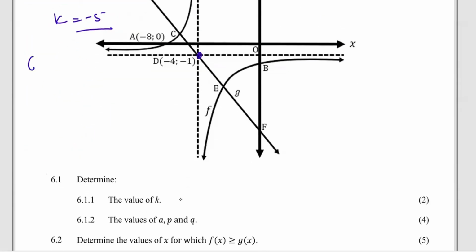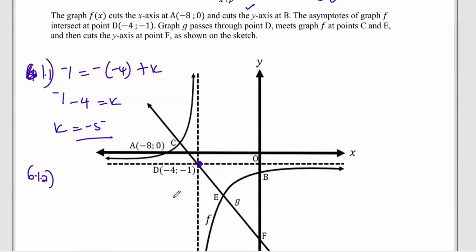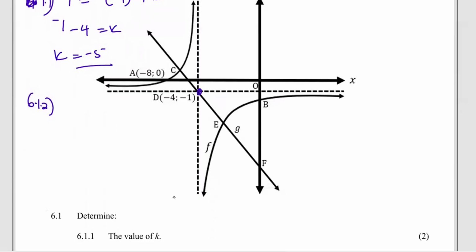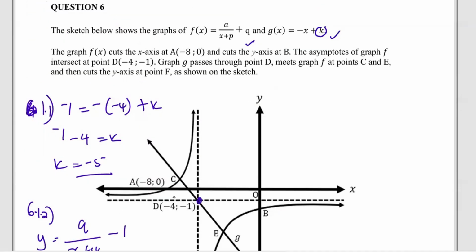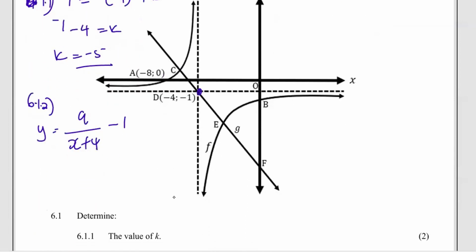6.1.2, they want the values of a, p, and q. So from our hyperbola, we know that our p is going to be 4. So it's going to be a over x plus 4, and then minus 1 should give us the y, or f of x. Then let's substitute a point, negative 8 and 0. We're saying at A, which is negative 8 and 0, so 0 is going to be a over negative 8 plus 4 minus 1.